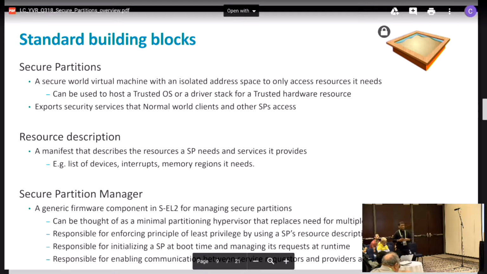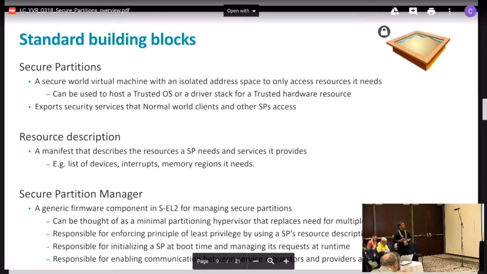And then finally, we have the secure partition manager, which consumes the resource description, makes sure that the request from a particular secure partition is valid, the dependencies are met, and it is responsible for initializing and enforcing this isolation at runtime. So in simple words, it can be thought of as a very minimal partitioning hypervisor. And this replaces the need for the trusted OS specific dispatchers in secure firmware. So it's like one component that manages all communication with the trusted OS VMs, with the trusted OS secure partitions. And at runtime, the other role that it fulfills is that all the requests coming in from the normal world need to be ferried to the right trusted OS VM, and the responses have to be sent back to the normal world, so it takes care of that as well.